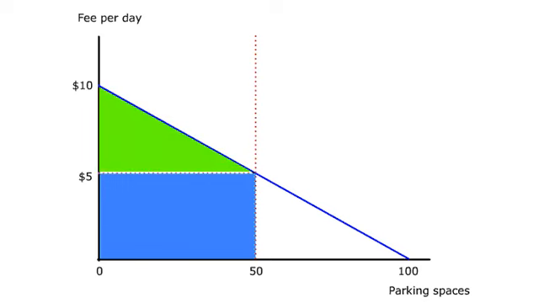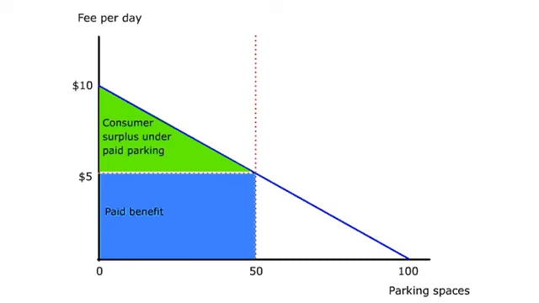The blue area represents the paid benefit received by drivers. It is also the total revenue received by the parking lot owner. The green area represents unpaid benefit that drivers with more urgent needs would have been prepared to pay if not for the uniform parking fee. In other words, it is the consumer surplus under paid parking.